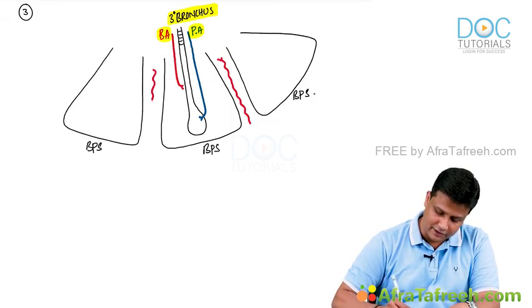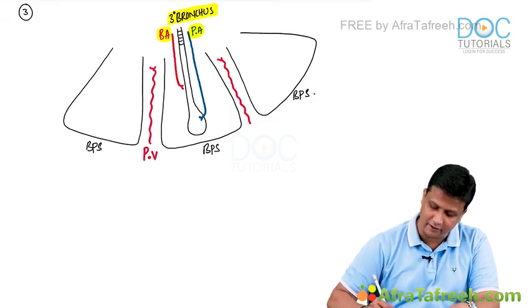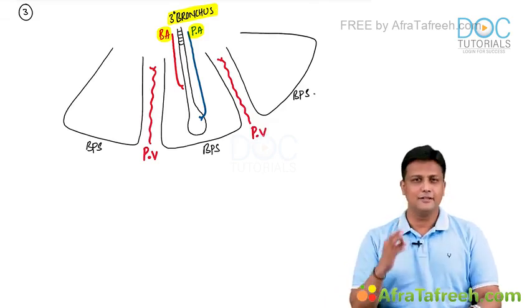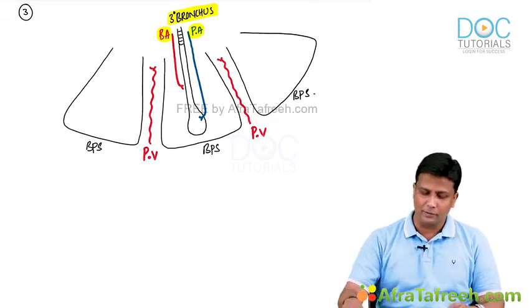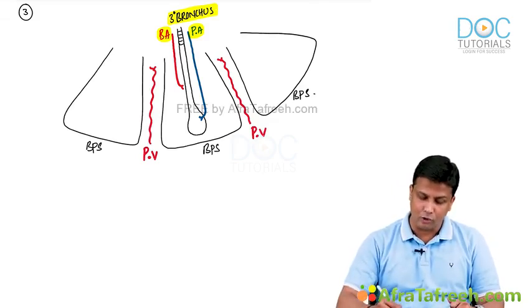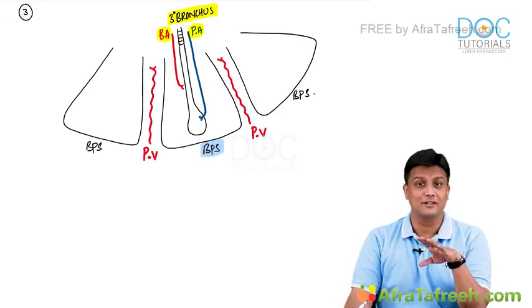The pulmonary veins are actually present in between the segments. They are intersegmental. And that's the reason why a beautiful question was asked in the exam: why can't these bronchopulmonary segments be called bronchovascular segments?